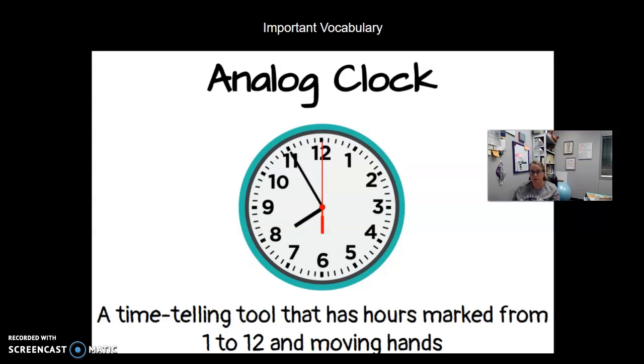Let's look at our important vocabulary for today. Today we're going to have two vocabulary words. The first one is analog clock. This is something that you should have seen for a while now. An analog clock is a time-telling tool that has hours marked from 1 to 12 and moving hands.